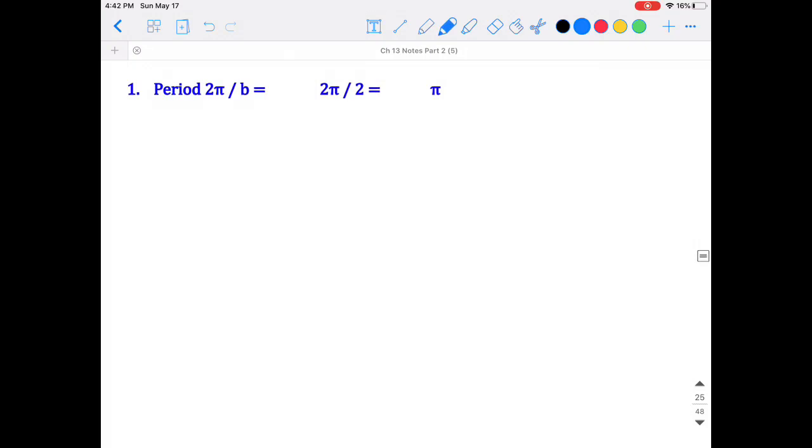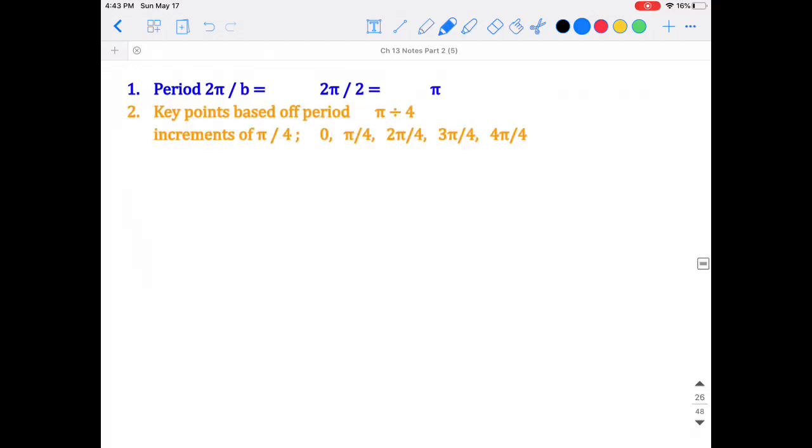So first, we have to determine the period. The period we get by doing 2 pi divided by b. In this case, it's 2 pi divided by 2, which is pi. Second, we have to figure out our key points based off of the period. So we know from the last 2 sections, we do that by dividing the period by 4. So pi divided by 4 gives us increments of pi over 4, which would make our key points 0, pi over 4, 2 pi over 4, 3 pi over 4, and 4 pi over 4. And I'm not simplifying any of these because we're going to need to add the phase shift in the next step. So the first 2 steps aren't anything different.